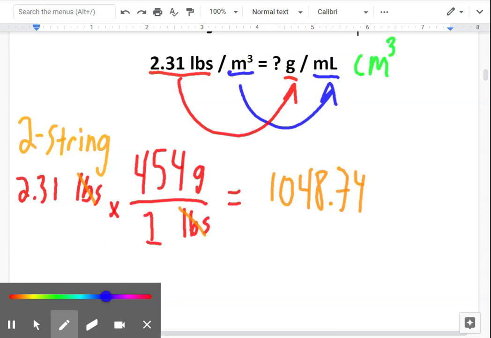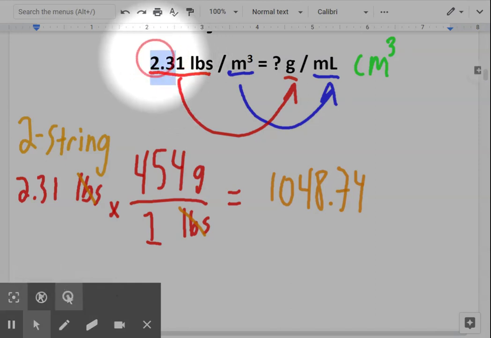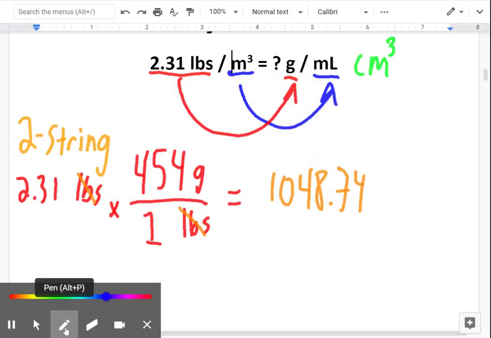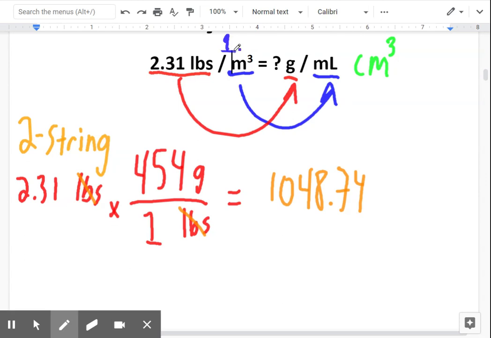Now over here, this meters cubed, you may think that it's got the whole 2.31, but no, it doesn't. It uses whatever number's there, which is nothing. And if there's no number there, well, we treat this as a 1 because it's saying that 2.31 pounds is equal to 1 meters cubed. So that's going to be a 1. So my second thing for my 2-string is doing 1 meters cubed.